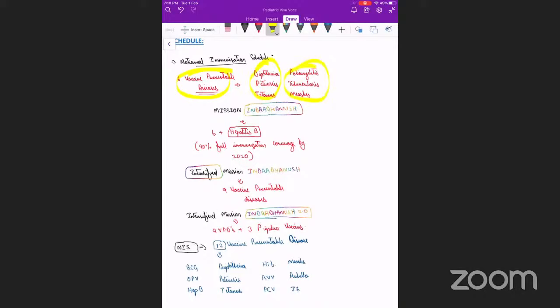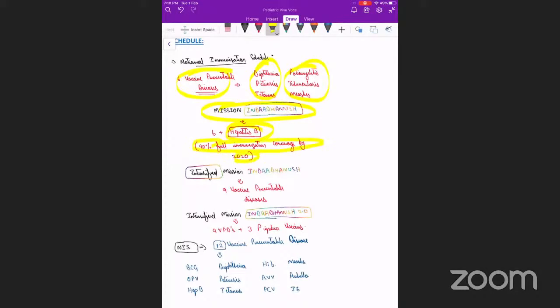Then what happened? Then Mission Indradhanush came up. Okay. So this Mission Indradhanush added hepatitis B as well. This happened somewhere in 2015. Along with these 6 vaccines, hepatitis B as well came into the picture with Mission Indradhanush. And the aim was to achieve 90% full immunization coverage by 2020.